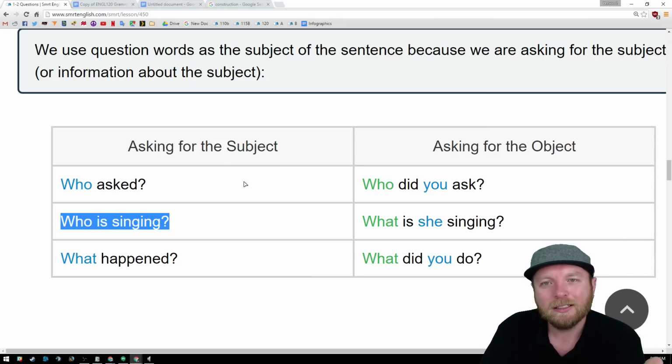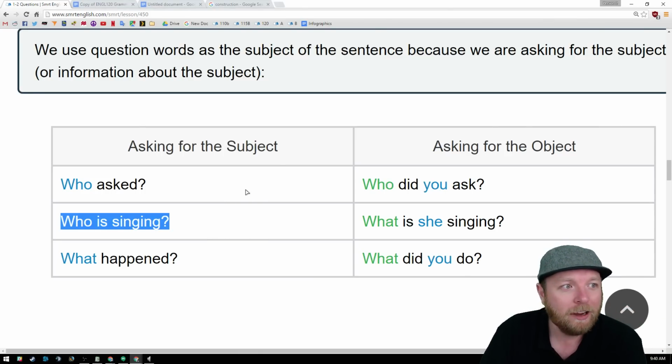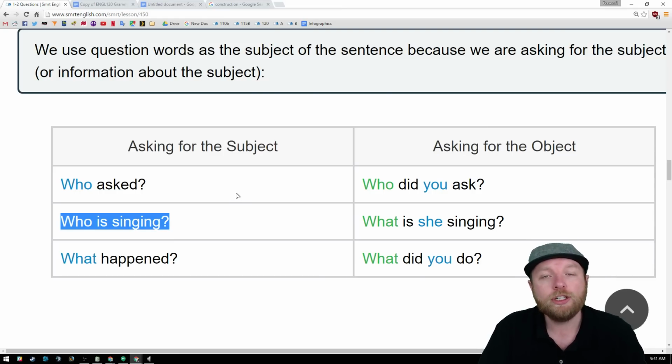Understand the difference, guys? This is difficult, okay? If this is confusing, I know. What happened? Every student knows this question. What happened? Right? But an object question, what did you do? Right? What did you do?